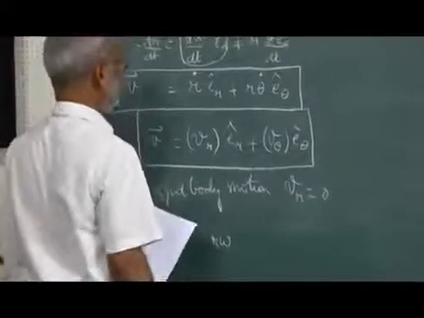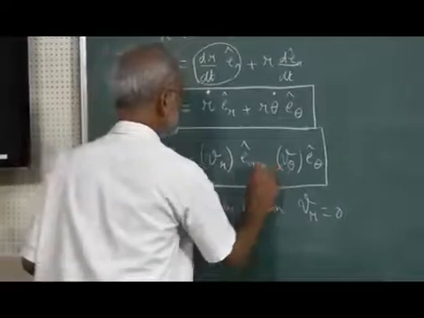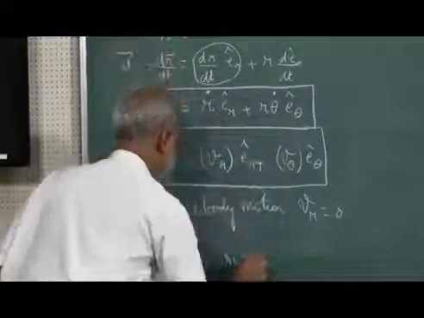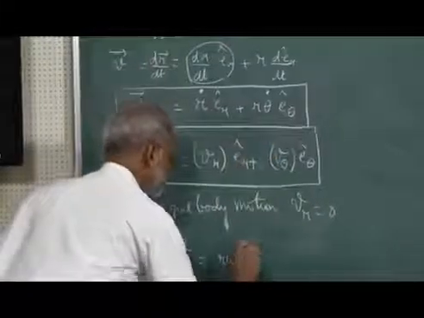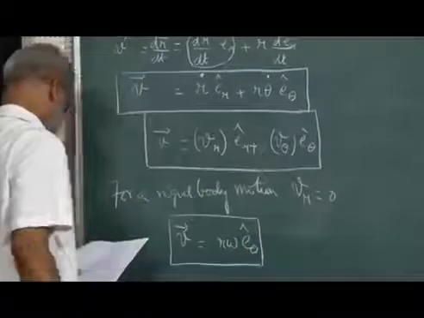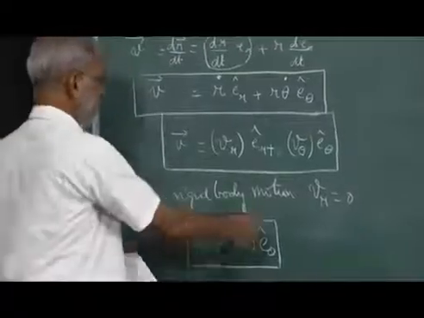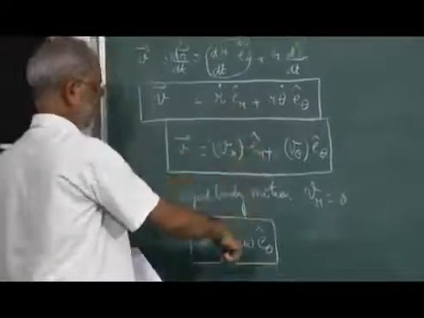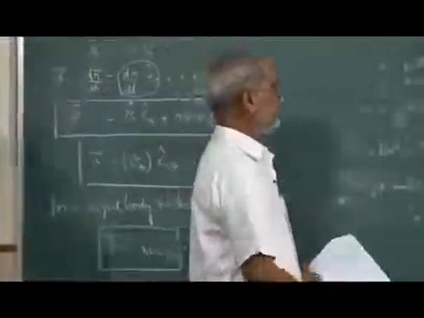So r theta dot is omega times e_theta. This is for a rigid body, where r dot is 0, and that is why this relationship comes from here, r omega. Now I will differentiate it further.